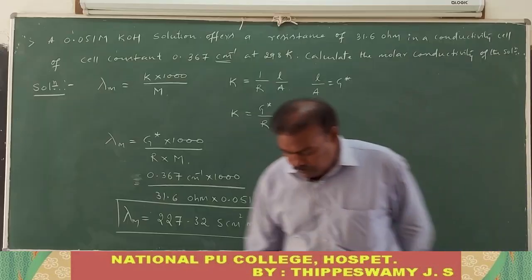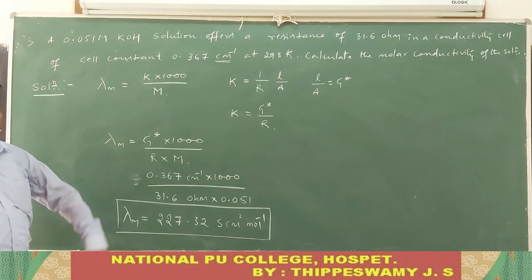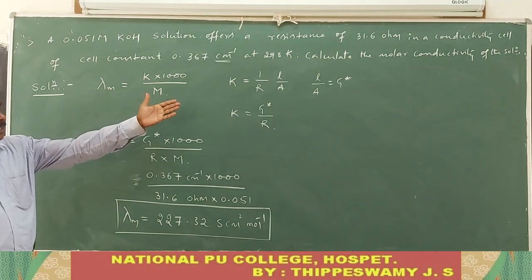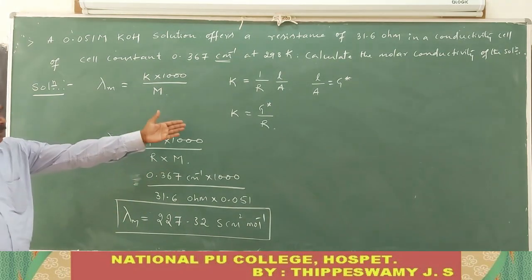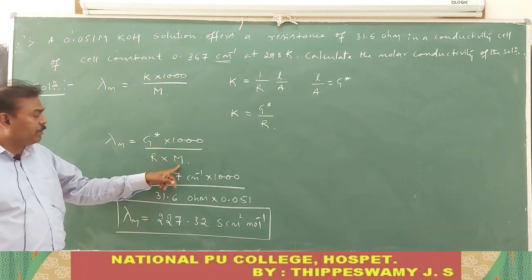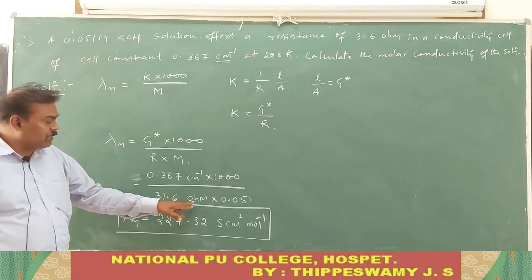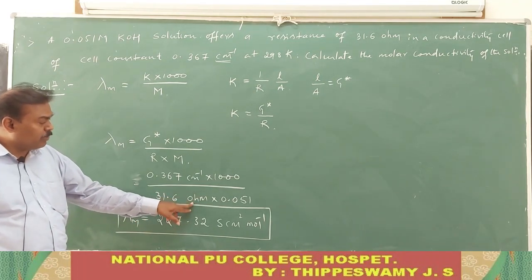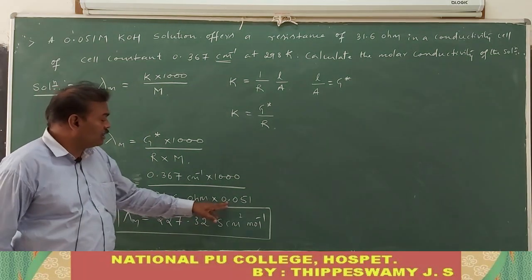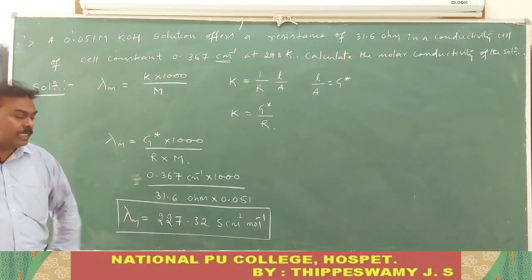Following all of you? Listen once again. This is according to the molar conductivity relation and specific conductivity relation. The specific conductivity value is not given, so you have to apply that formula: K is equal to G star by R. G star is called the cell constant and R is called resistance. Substitute the value of K here. Then 1000 by M as usual, 0.367 per centimeter into 1000 divided by 31.6. Ohm per ohm can be written as Siemens only. Here the concentration of the solution is 0.051, and finally we get the value 227.32 Siemens centimeter square per mole.